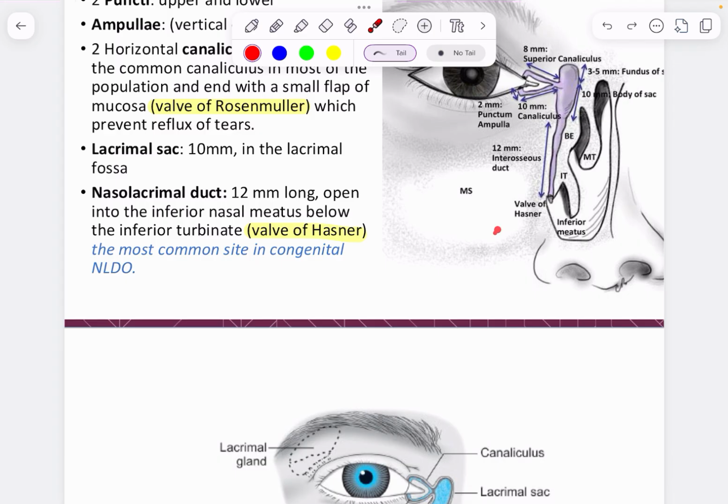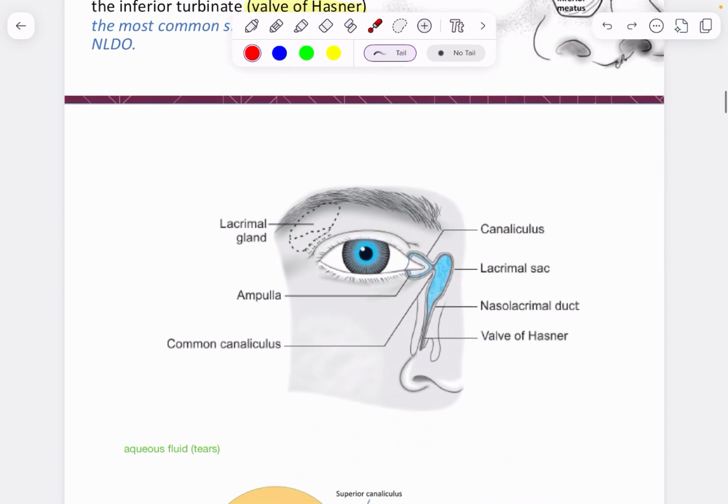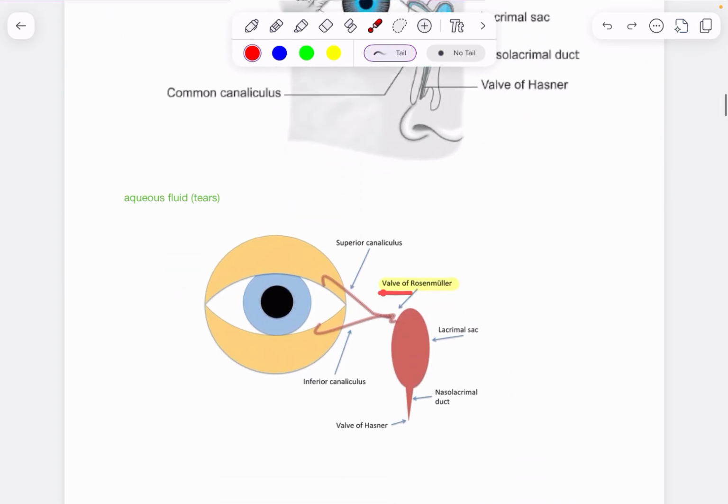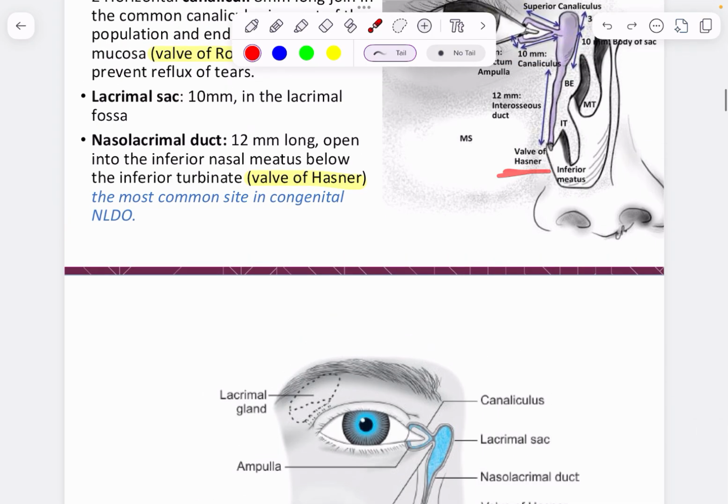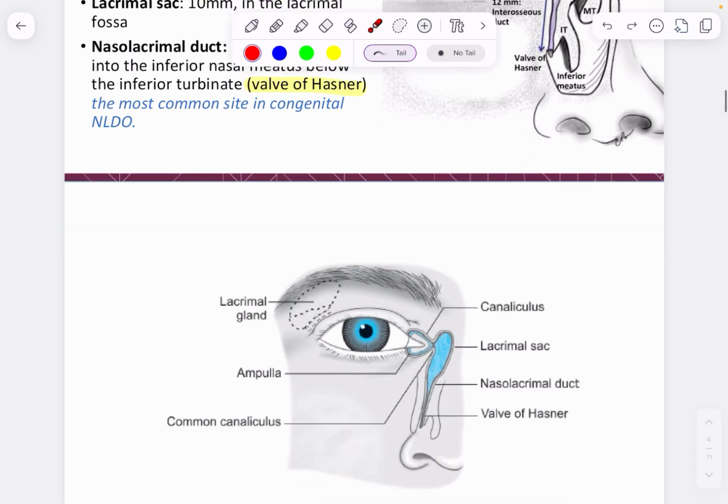ليش يهمنا the valve of Hasner? It's the most common site of congenital nasolacrimal duct obstruction وبرضو what both valves have in common اللي هي ال Rosenmiller and the valve of Hasner إيش فكرتها؟ They prevent the reflux of tears. فلما عندنا a defect within these valves ممكن لا سمح الله when someone is blowing their nose you'll hear ringing sounds or like wheezing sounds from the eye or there might be vibration or entrance of air into the cavity.